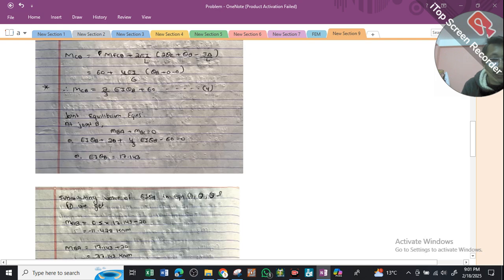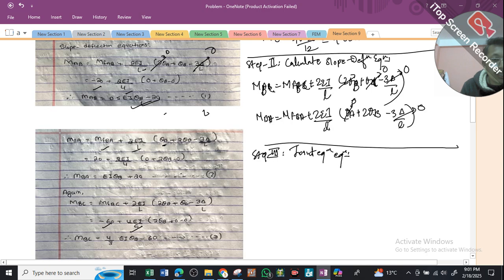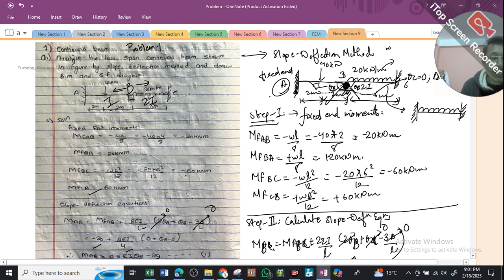We have only one joint over here, that is joint B, so we can use only one joint equilibrium equation. But if we had multiple members, we'd be using multiple joint equilibrium equations, which we'll be discussing in our other videos. So MBA plus MBC equals 0.